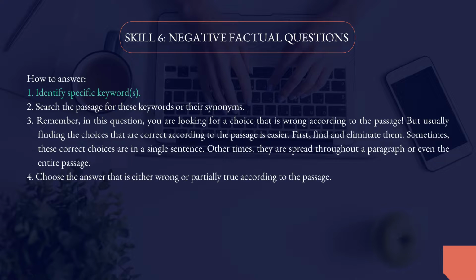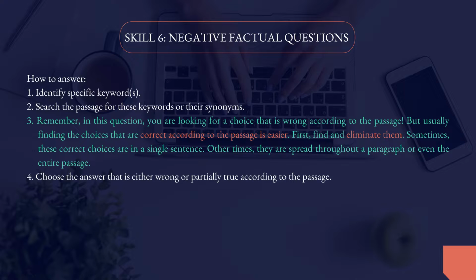Step number 1, identify specific keywords. Step number 2, search the passage for these keywords or their synonyms. Number 3, remember in this question, you're looking for a choice that is wrong according to the passage. But usually finding the choices that are correct according to the passage is easier. We should be looking for the correct answers first. This is going to help you a lot in getting to the wrong answer. First, find and eliminate the correct answers.